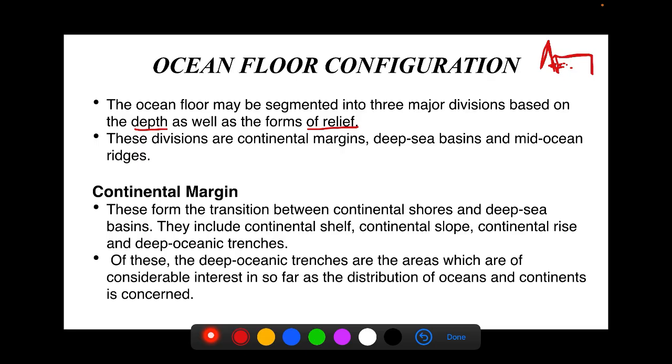Now, what is this relief? When on normal land there is any type of elevation in height, it is called a relief. For example, if there is a mountain present, it's a relief. There are mountains present inside the ocean water also, and we will understand how they are made. So these divisions are continental margin, deep sea basin, and mid-oceanic ridges. We have to understand these in detail.